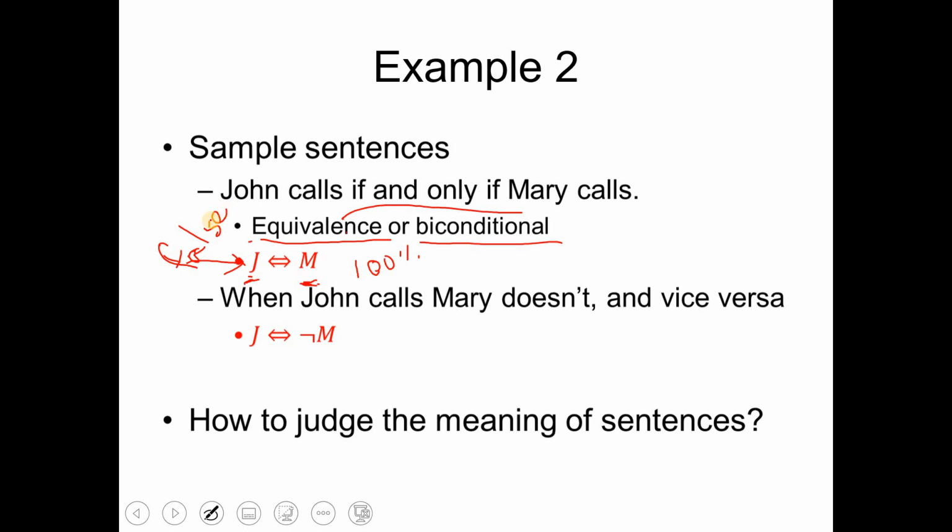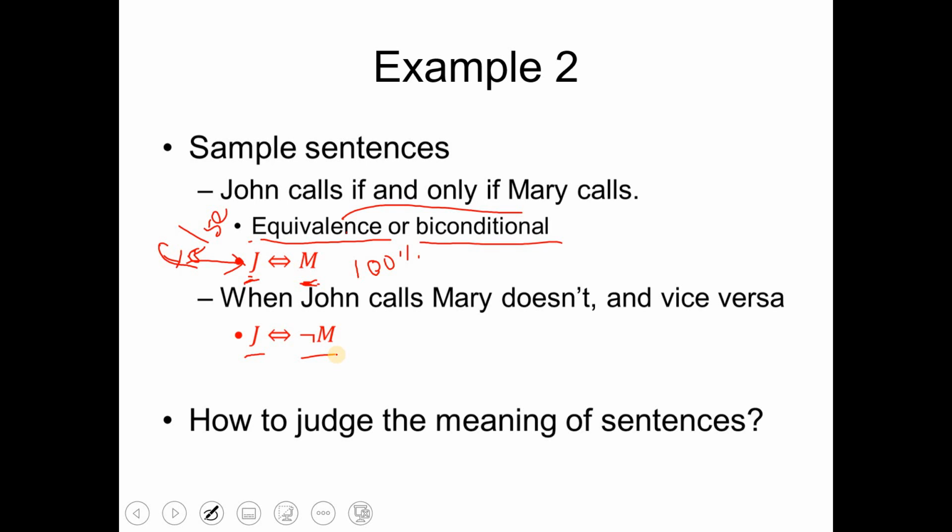That event can occur. Any event can occur in nature. But that event, for this sentence, it will be wrong. It is false. Finally, when John calls, Mary does not call, that will be represented by this thing. The opposite case. If one calls and the other does not call, it will be written like this.